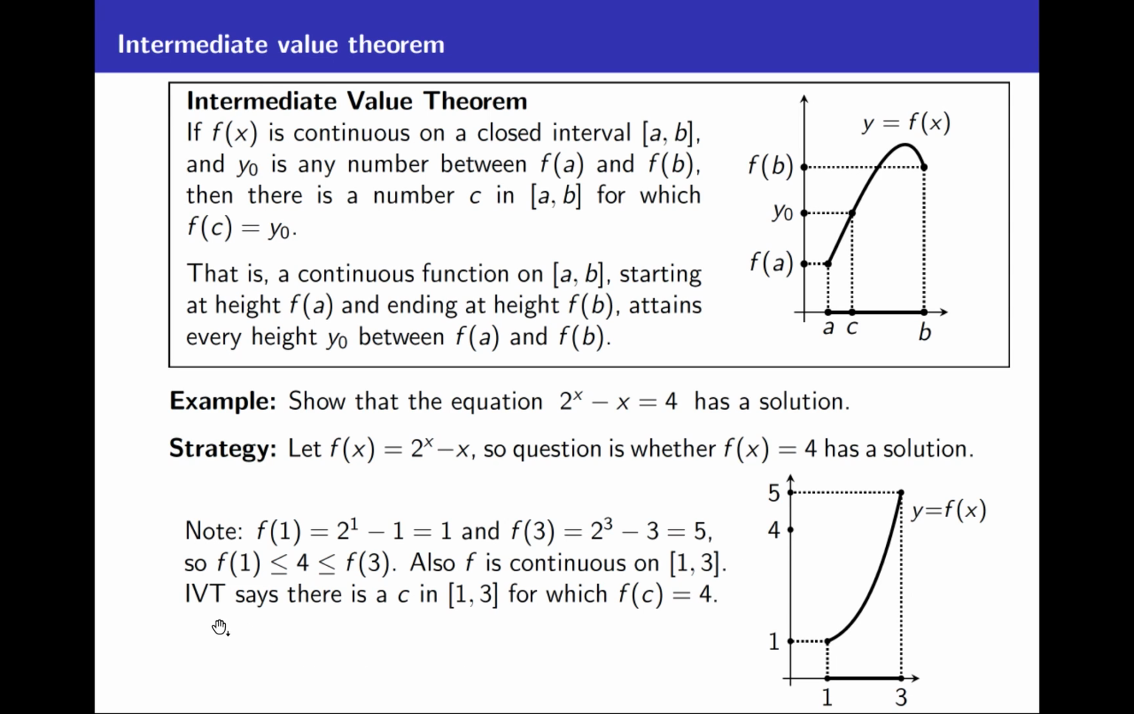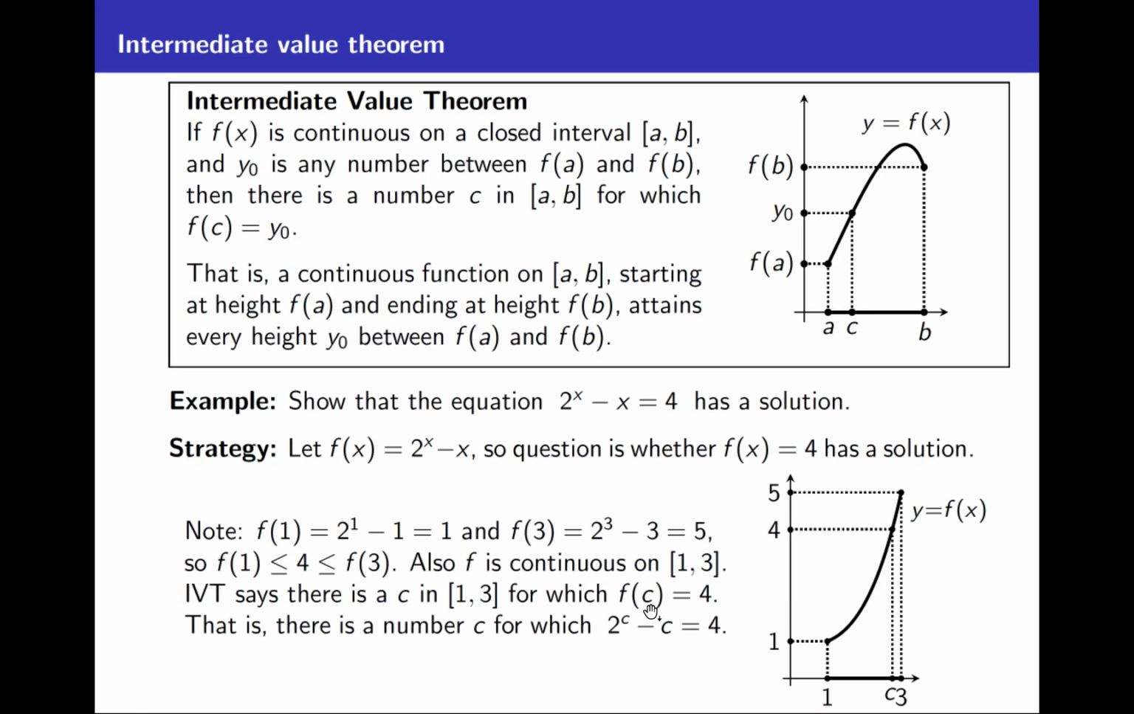So the intermediate value theorem applies here, and it says that there is a number c in this closed interval for which f of c equals 4. And it looks like that c is about right here. f of c equals 4. So we're guaranteed to have such a number c. Plug it into f, you get 4.